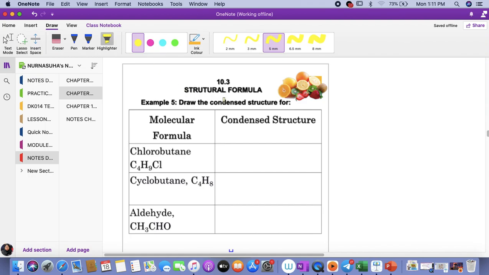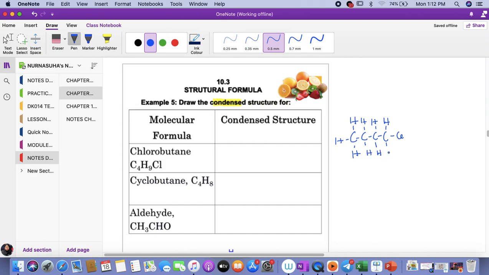Next, kita pergi kepada condensed structure. Okay, untuk lukis condensed structure, lagi mudah awak buat expand dulu. Contoh, C4H9Cl. So, 1, 2, 3, 4. Lepas tu, 1, 2, 3, 4, 5, 6, 7, 8, 9. Okay, yang terakhir kita letak chlorine. Ini dia punya expanded structure.